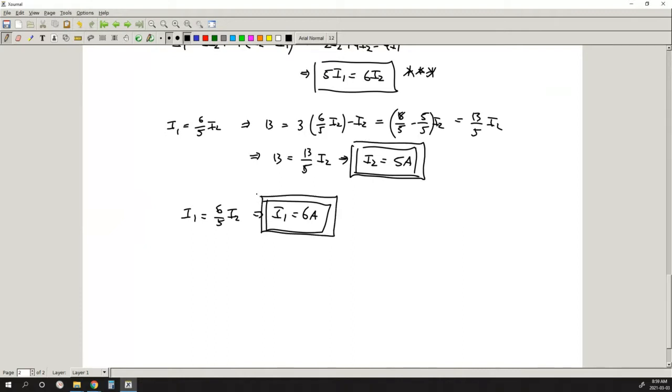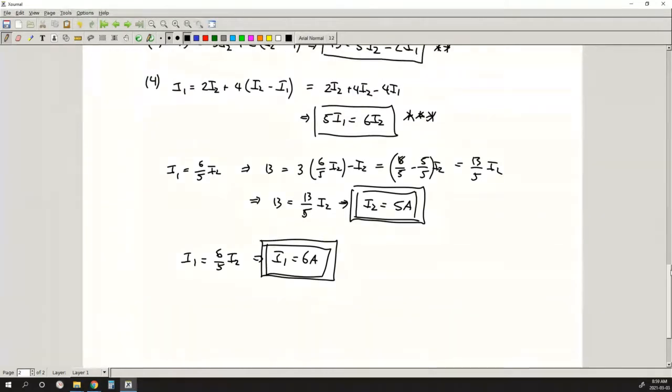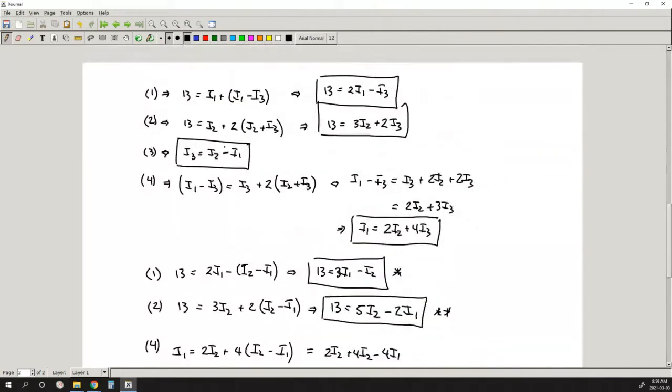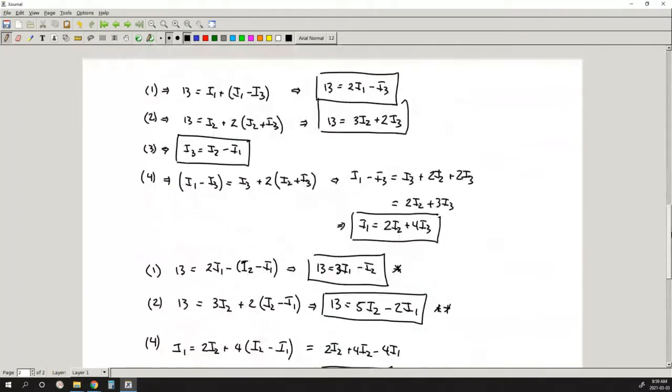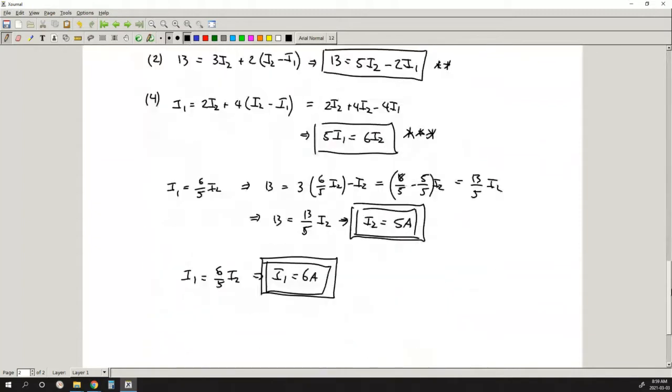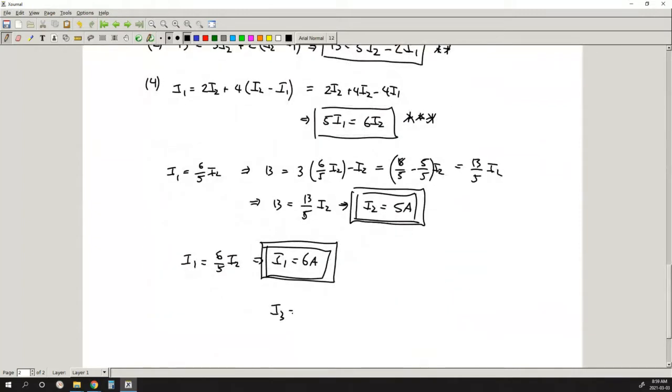And finally, I guess we can use whichever one of these we want, but in the end we can use equation 3 that we had earlier, right? So we can use this equation to solve for I3 now. Just substitute those two in. I2 was 5 amps, I1 is 6 amps, so I3 will have to be minus 1 amp, right?